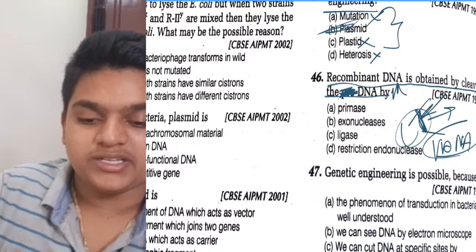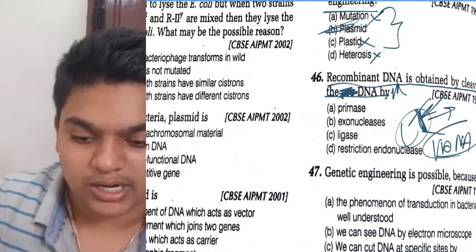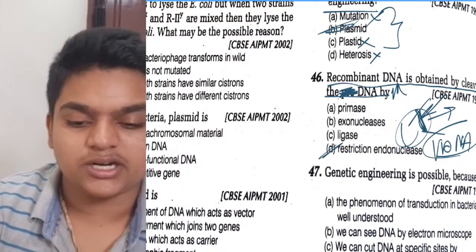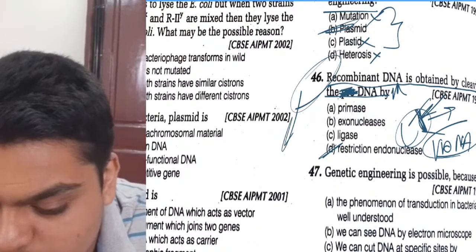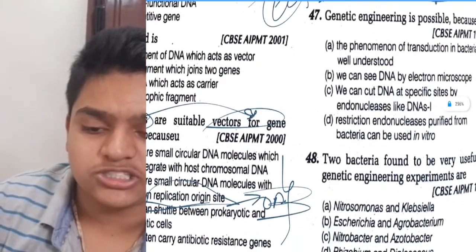And what are we doing here? What are the things which we use in order to cut the DNA? Yes, restriction endonucleases. This is your 6th question on restriction endonucleases. 6th question, guys. Last 2 questions, 2 minutes.